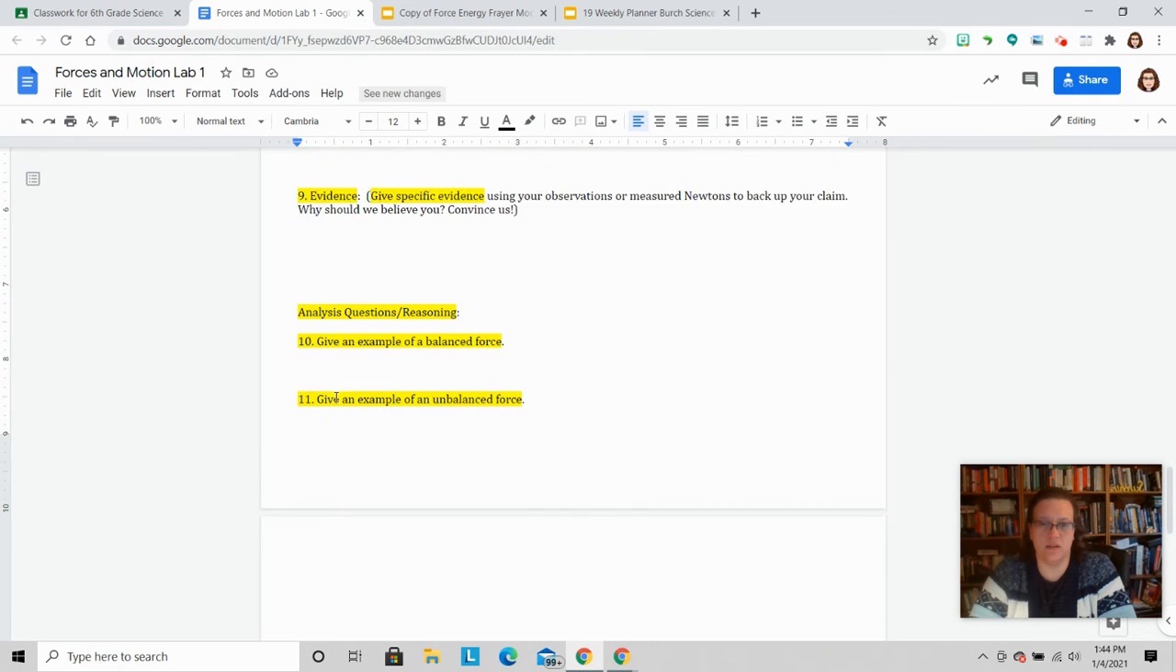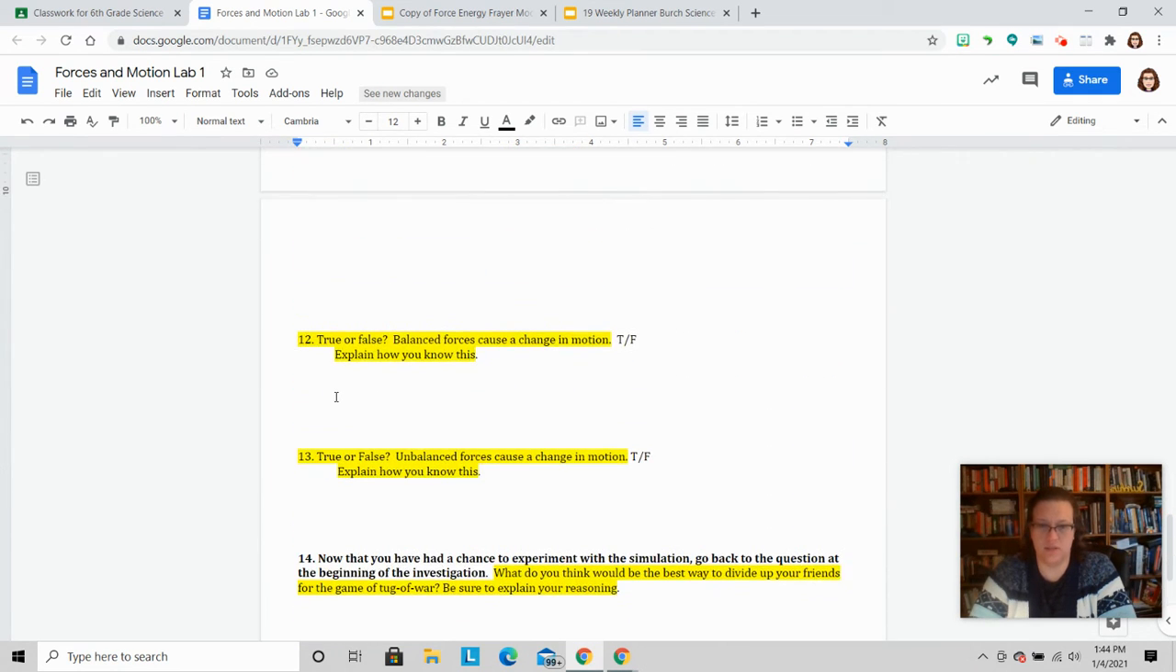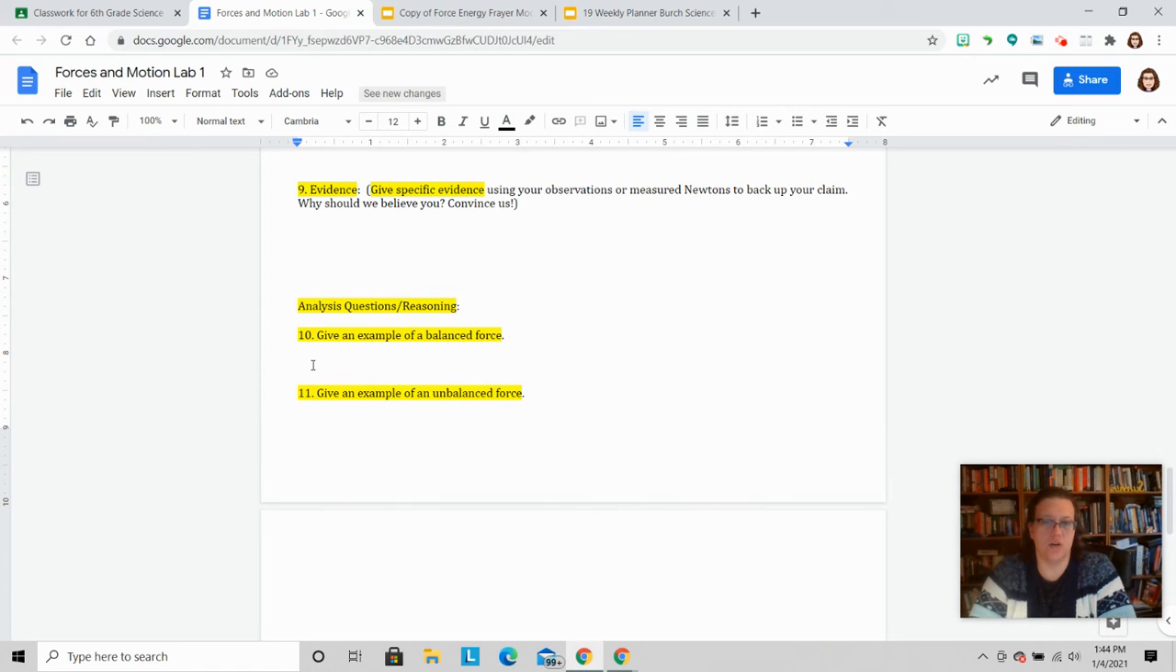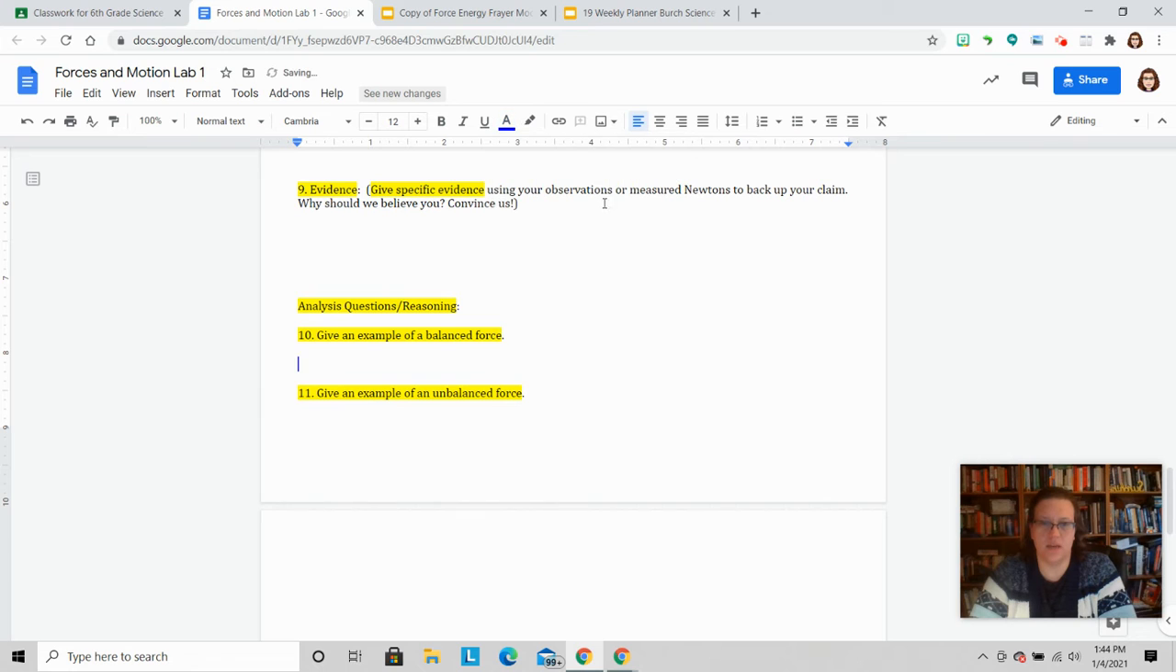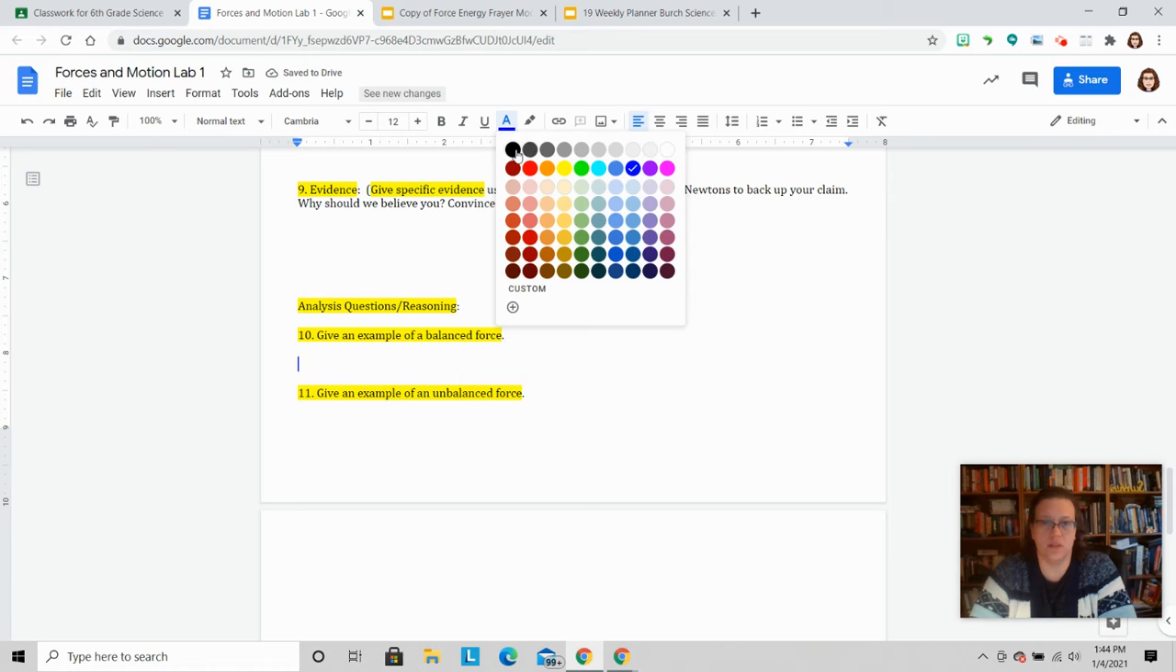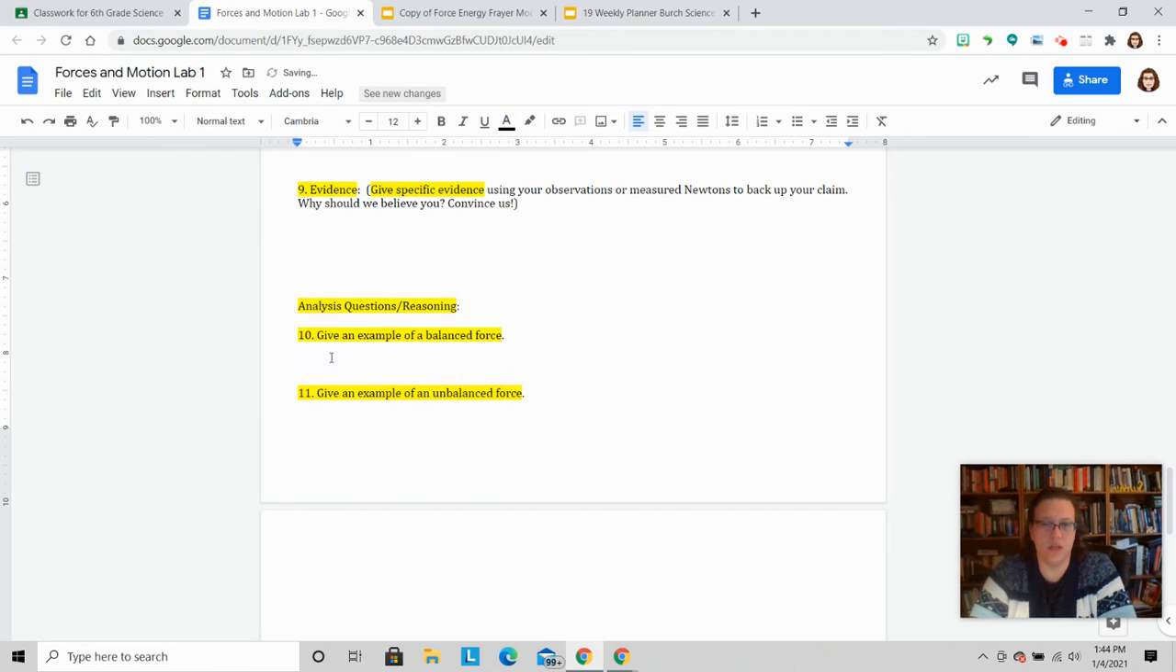Underneath that, you'll see that all of these are highlighted because these are the analysis questions. So again, if you want to change the color of your text so that it shows up in between the lines, you can. If you want to just leave it a normal color, that's fine too. So number 10, give an example of a balanced force. This could come from the simulation, or if you have an understanding now of what a balanced force is compared to an unbalanced force, you can give a real life example that either you have observed or experienced for yourself.